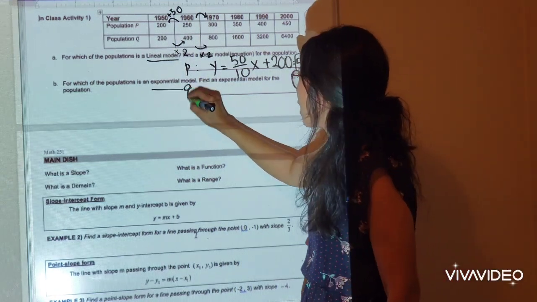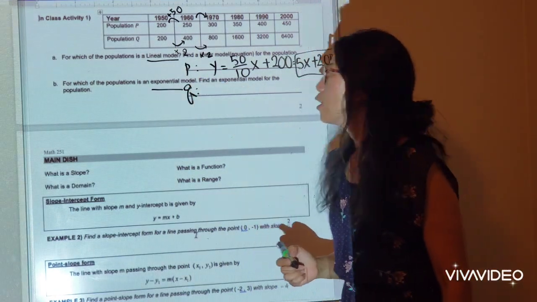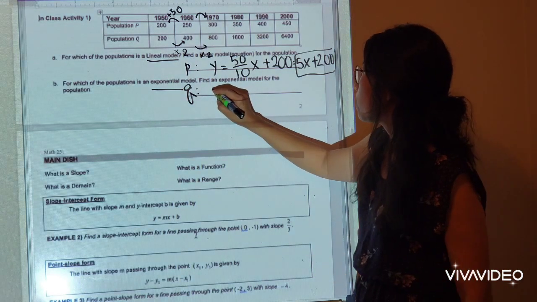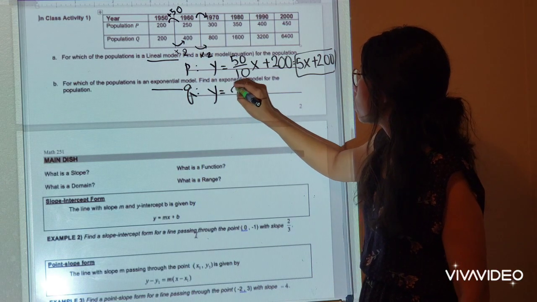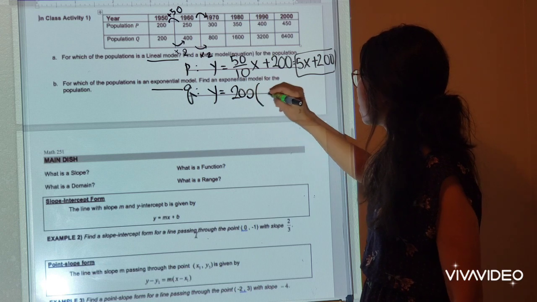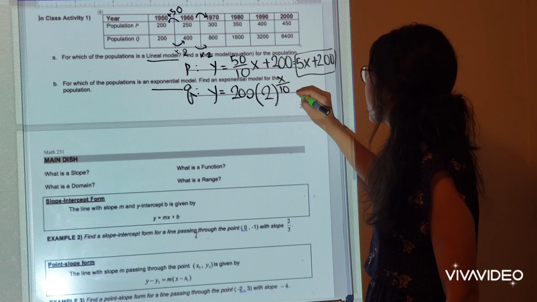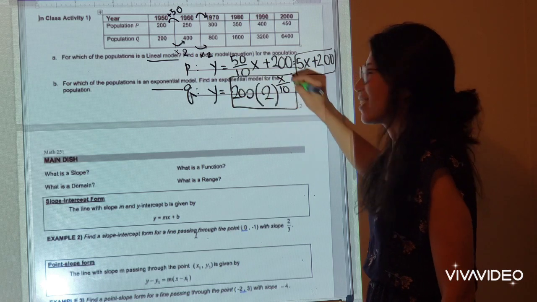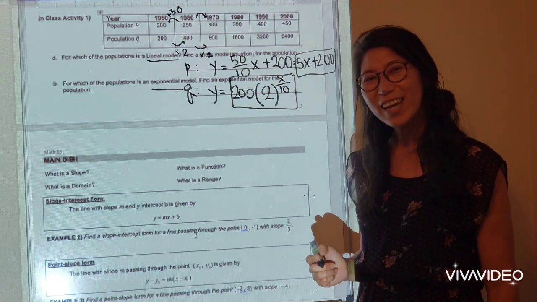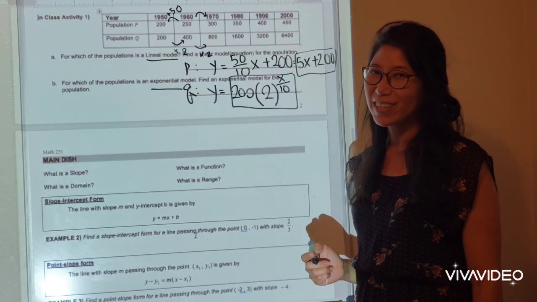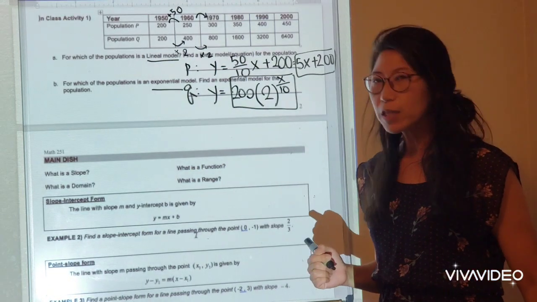And then the exponential function is population Q, and y is equal to the starting number 200 times 2 to the x over every 10 years. I hope that you got the right answer. If you got it, good job. And keep playing with me.